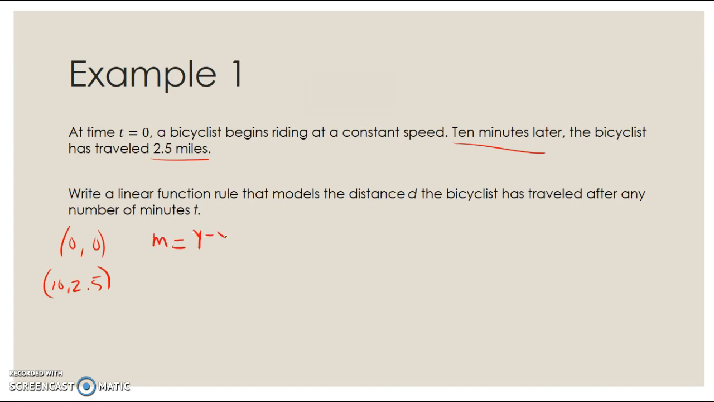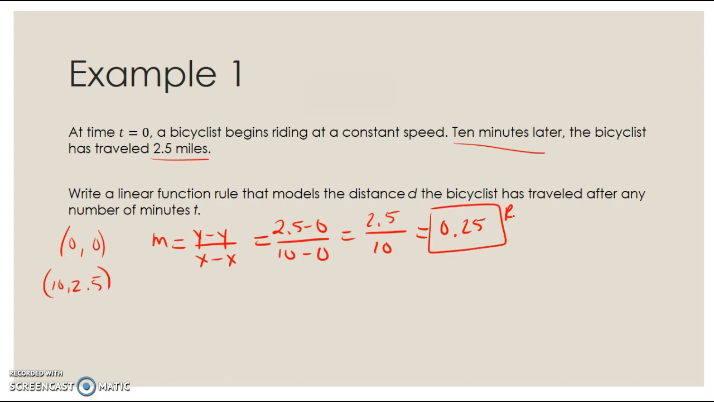We're going to use y minus y over x minus x. So for our case, that's going to be 2.5 minus 0 over 10 minus 0, which will give me 2.5 over 10, which leaves us with a slope of 0.25, because I'm going to do the division. And so this is my rate of change, right?